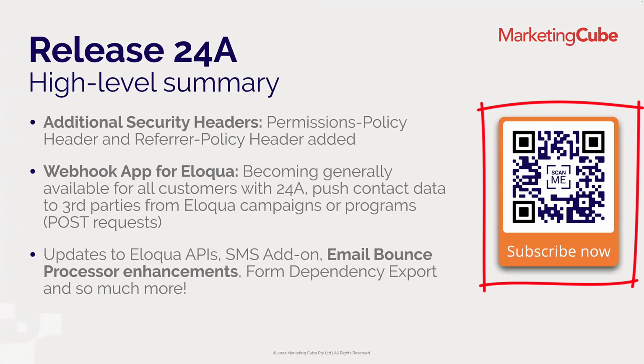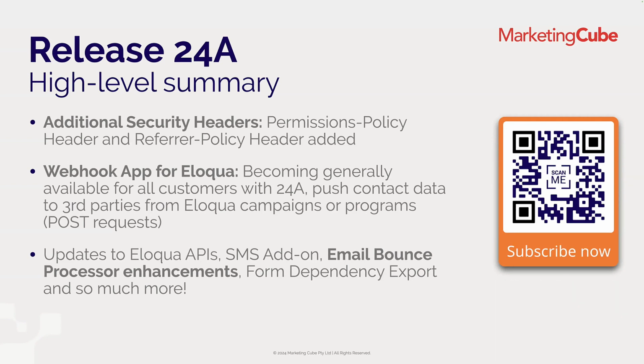The webhook app for Eloqua has now gone GA. So yes, it is generally available with 24A. And so that's pushing contact data to third parties from Eloqua campaigns or programs. Okay, so it's a bit geeky, but it's kind of cool. And it's something that people have been asking for a little while. So great to see that addition.